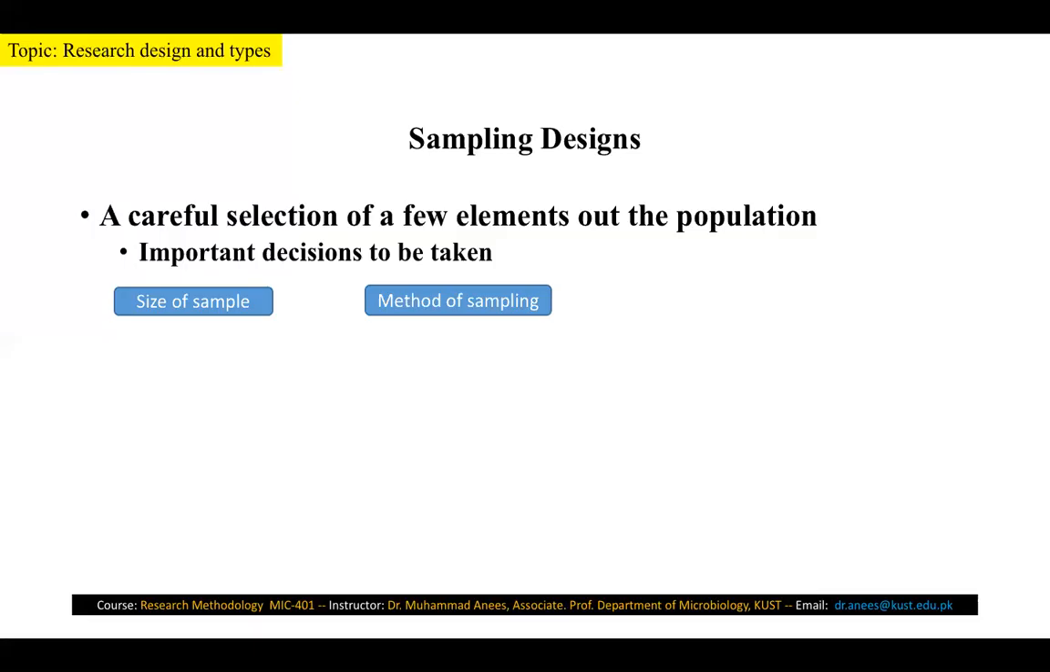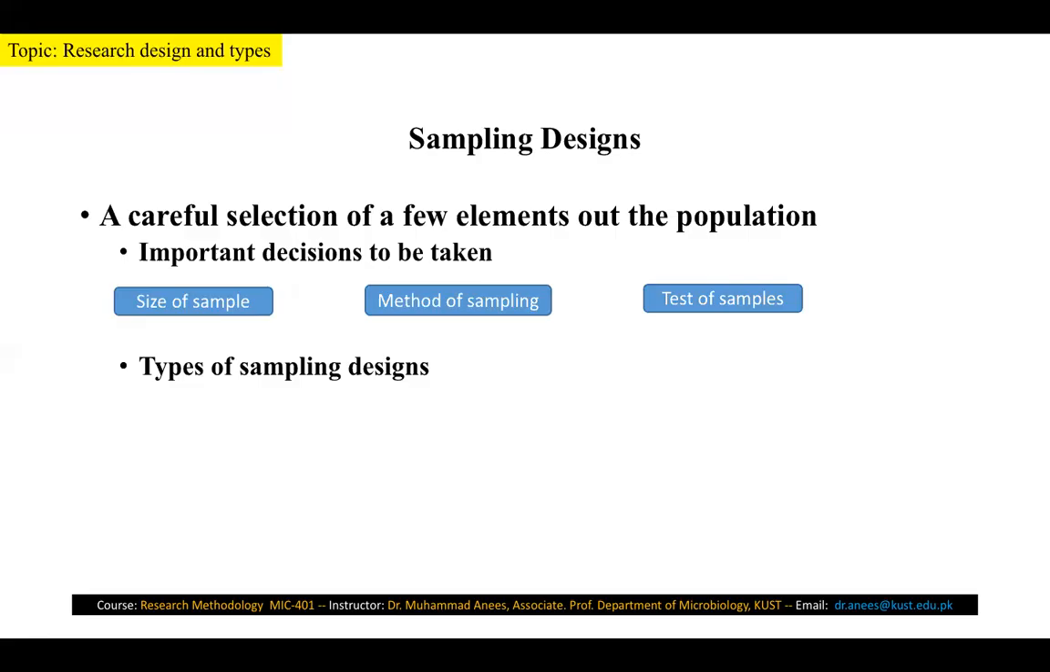Then, what will be the method of sampling? Which method of sampling you will adopt, and how you will test the samples, whether you have sufficient resources to test the number of samples you are selecting, and how many samples you will be selecting. All these decisions come under the sampling design, and you have to decide the size, method, and test of samples well before you go to the field for selection of the sample.